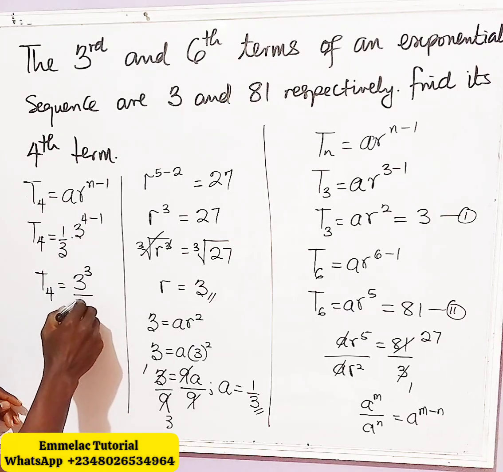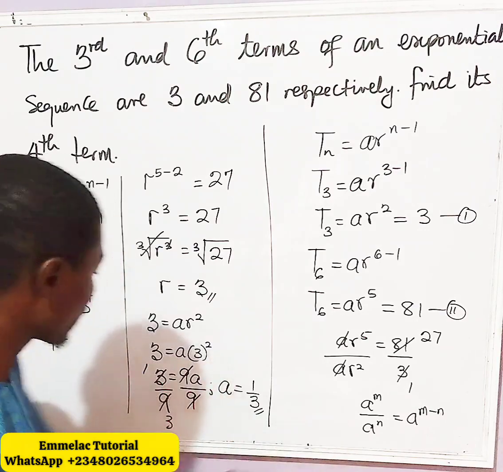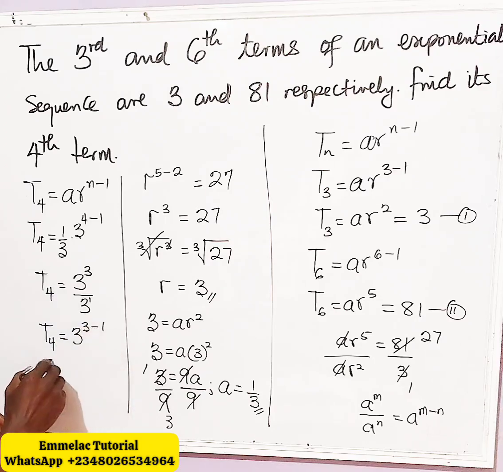Now divide by 3. Since 3 is the same as 3 raised to 1, using the law of indices we have 3 raised to 3 minus 1, which gives us 3 raised to 2, so T4 equals 9. Final answer.